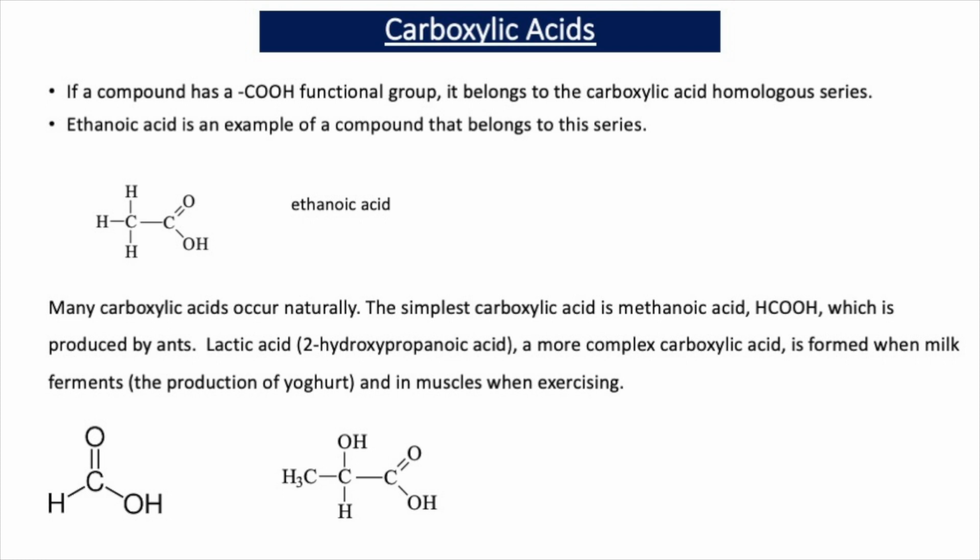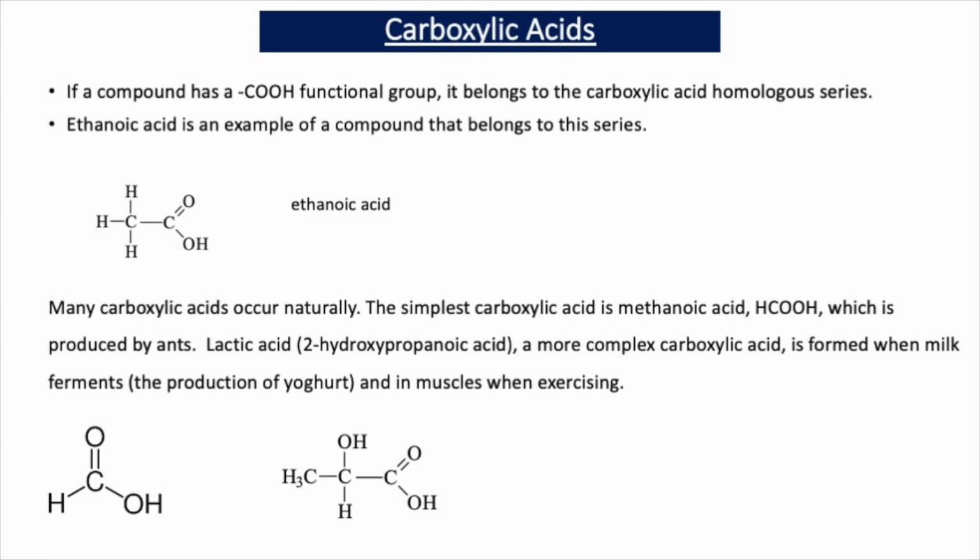So carboxylic acids are compounds that contain a COOH functional group, and many carboxylic acids are familiar substances. For example, ethanoic acid is found in vinegar. Citric acid is found in lemons, and malic acid is found in apples. Now, ethanoic acid has the following displayed formula. It has a CH3 attached to a C double bond O and an OH.